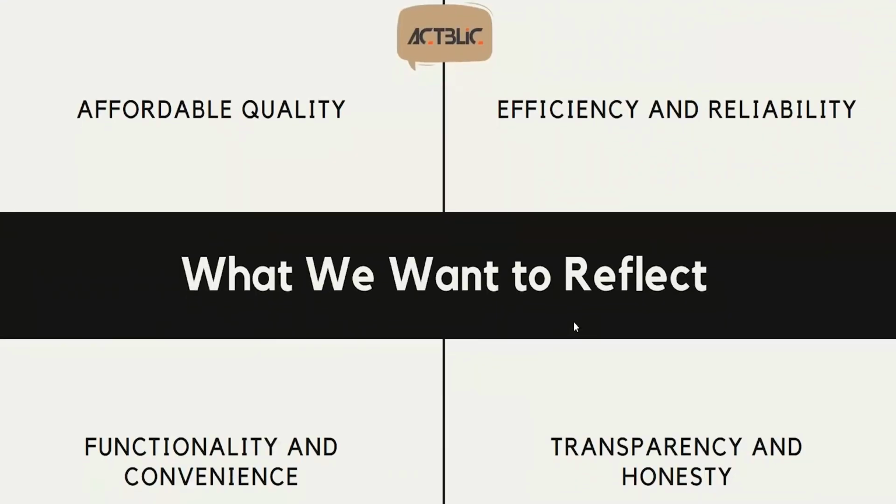Coming to what Actblic wants to reflect: affordable quality. We provide affordable services. We don't want to go into super huge projects wherein the client feels clobbered and they don't feel like paying the huge amount of money, and it gets as low as only 5,000 rupees for a 5-page website available to you within 3 days with all the content and graphics done by Actblic.